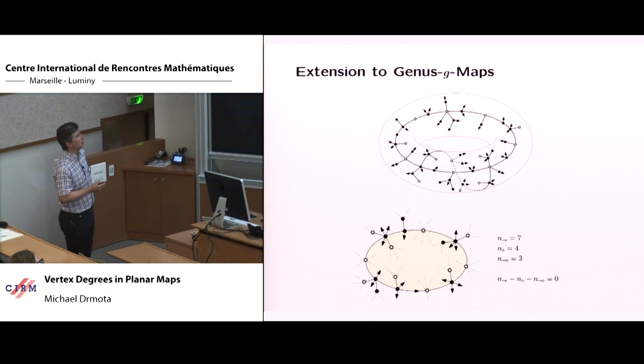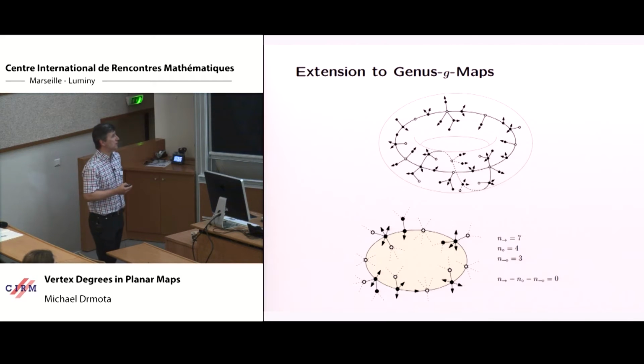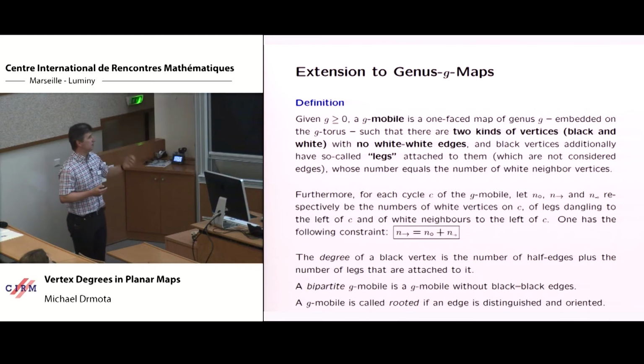You have black and white vertices. You have these legs. So it looks almost the same as before. There's only one additional condition to make it a mobile. So what is the condition?